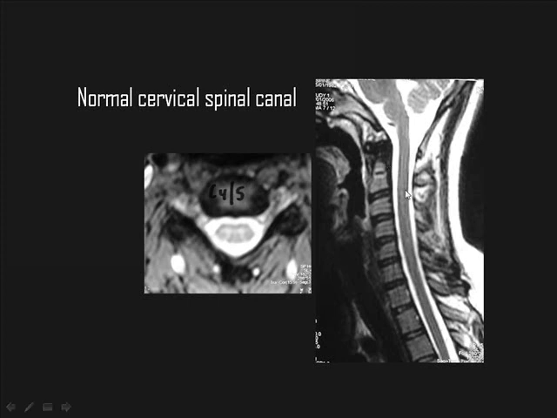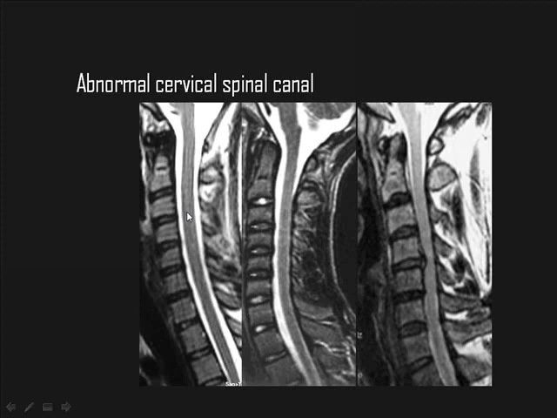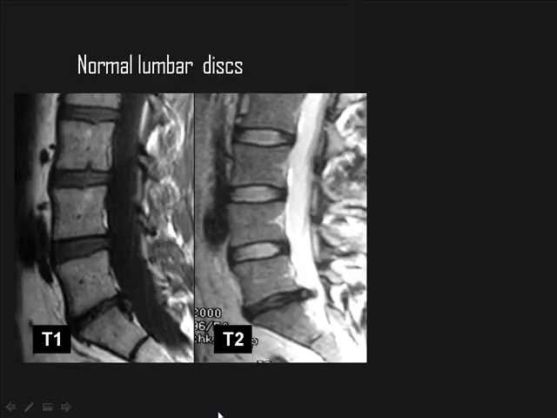Then you go to the sagittal T2 in the cervical spine. Normally, you should see CSF anterior to the cord and CSF posterior to the cord. In this case, you see CSF anterior and posterior to the cord. This is normal. But here you see CSF only anterior to the cord, and this is mild canal stenosis. In the second case, you do not see CSF anterior nor posterior to the cord, and this is a more advanced degree of spinal canal stenosis.